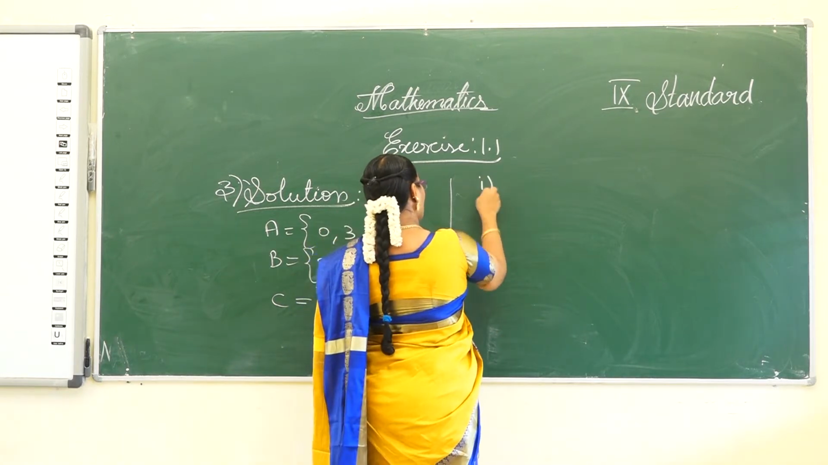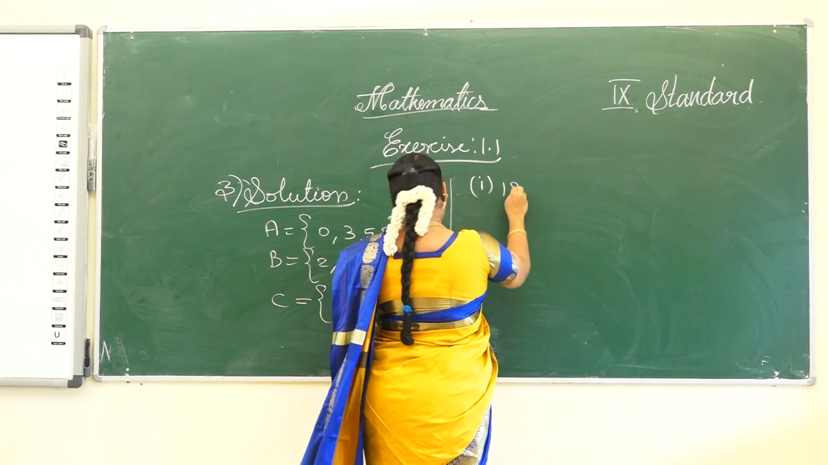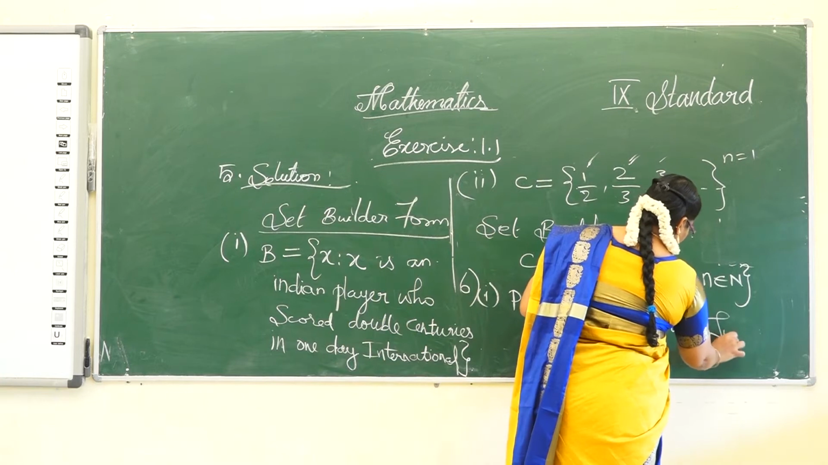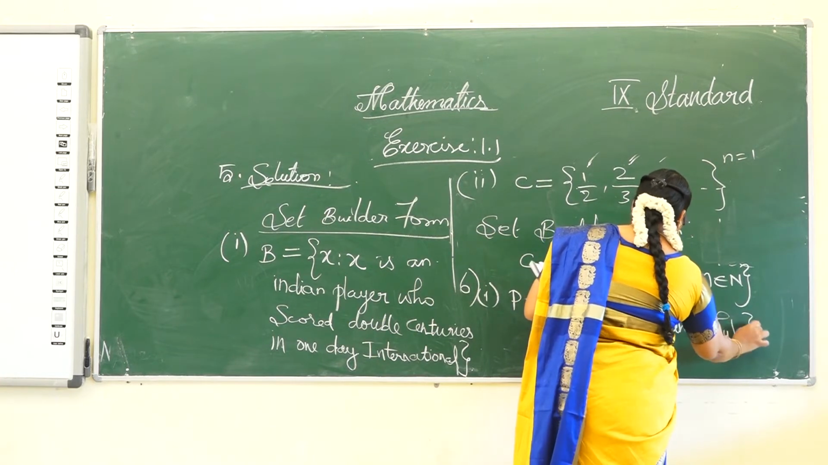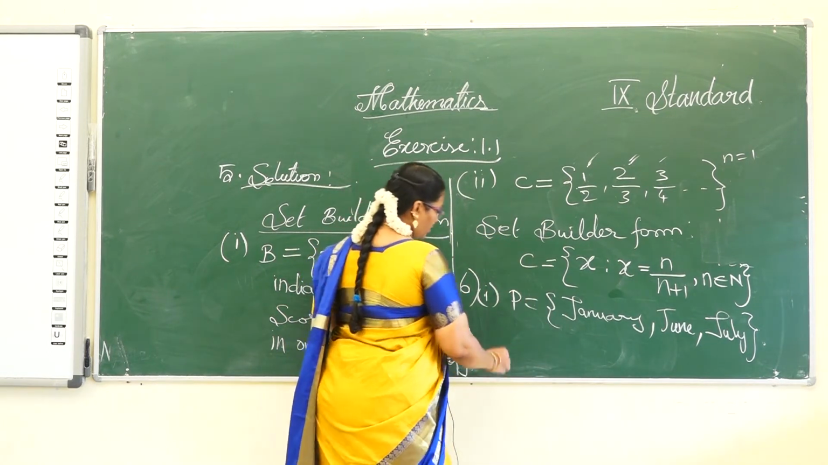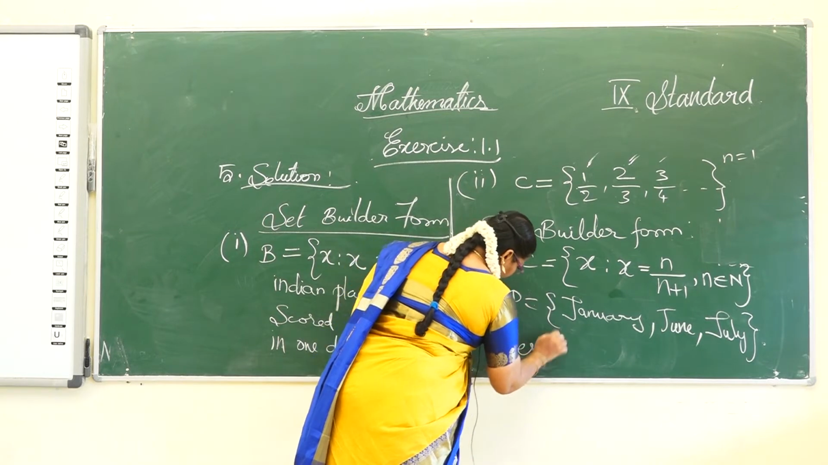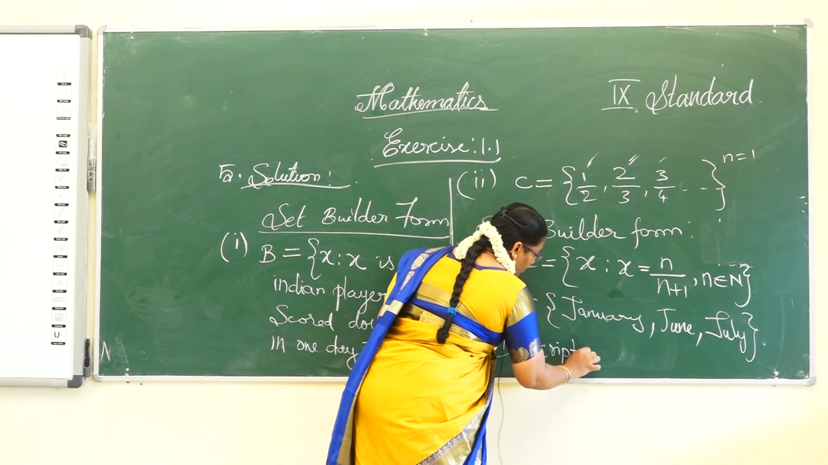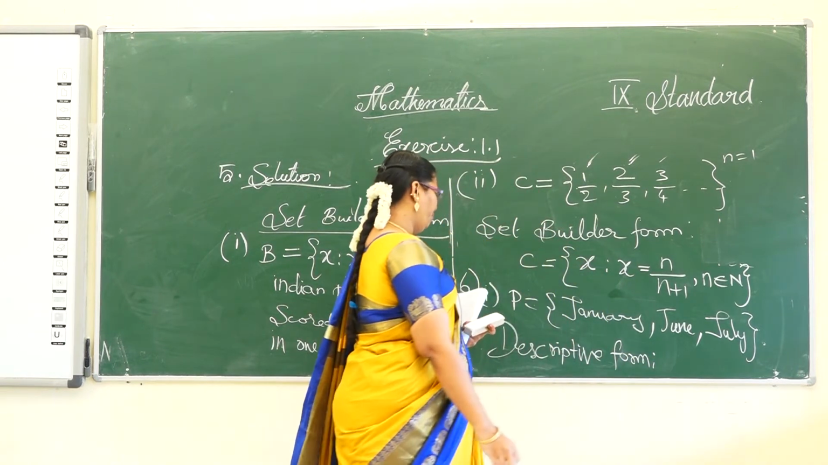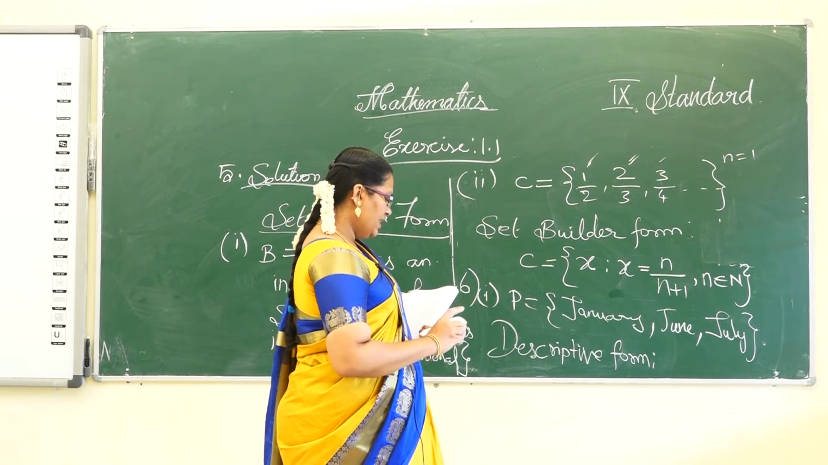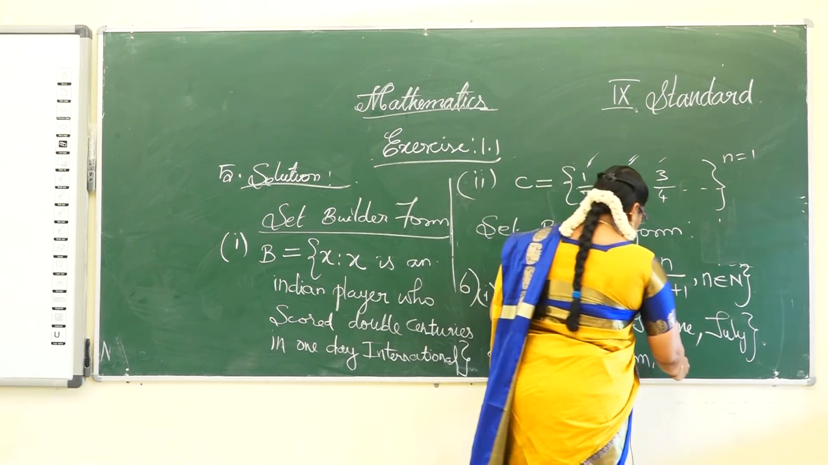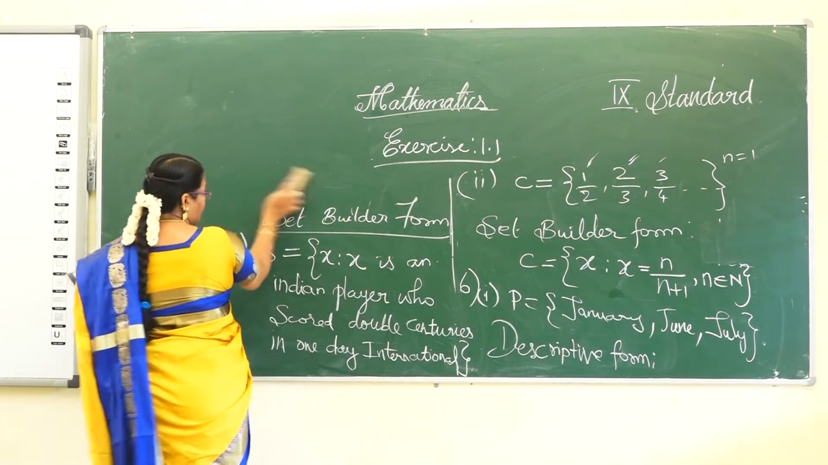First one, first subdivision: 18 belongs to C, true. Write in words, the descriptive form. That is the descriptive form: the set of English months that start with the letter J. That is the answer.